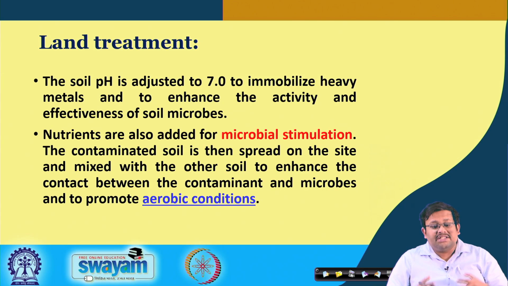Now, the soil pH in case of land treatment is adjusted to 7 to immobilize heavy metals and to enhance the activity and effectiveness of the soil microbes. You know that the soil contains millions and millions of different types of microorganisms, starting from bacteria, then protozoa, nematodes, fungi, algae, and different types of other macrofauna. The microbes, which are present in millions per gram of soil, are very active in degradation of different types of contaminants, especially the organic contaminants and some inorganic contaminants also.